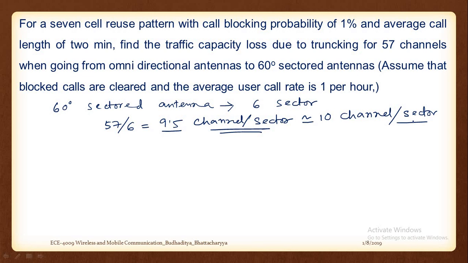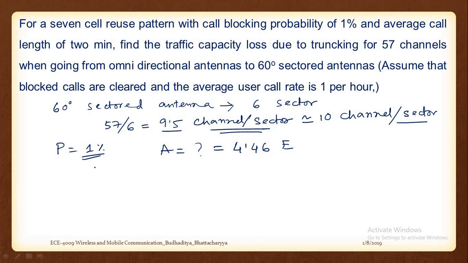So if there are 10 channels per sector and the given blocking probability is 1%, can you give me the intensity A? Just check 1% blocking probability and 10 channels. What will be the value? 4.46. So 4.46 Erlang is the intensity of traffic. Right? So this is your offered load from Erlang B.